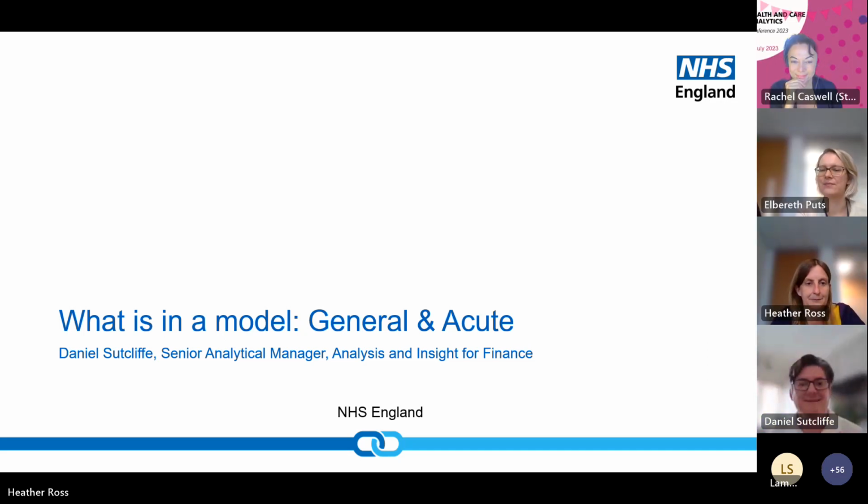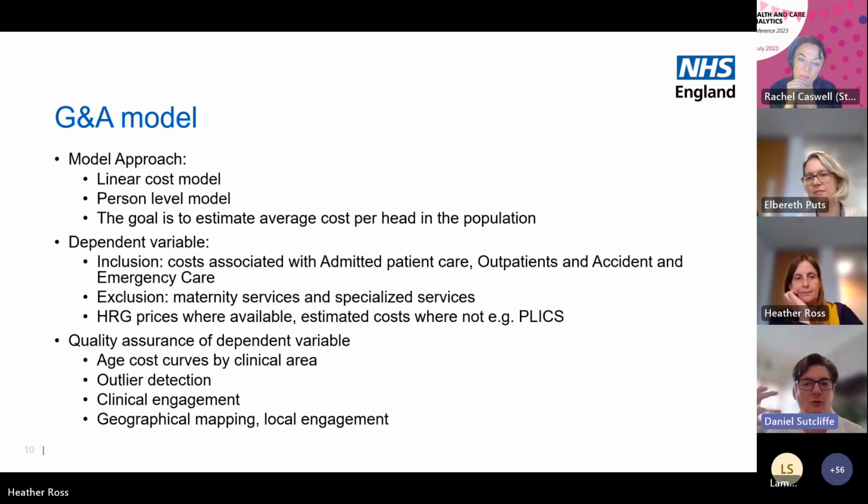Hi everyone. So I'm going to talk a little bit about the general and acute model and the steps we took and the kind of things we need to consider when developing it. They're also the kind of things we consider when we're looking at other models that Heather was just talking about. So for the general and acute model, the first thing is that it's a linear cost model. It's a person level model.